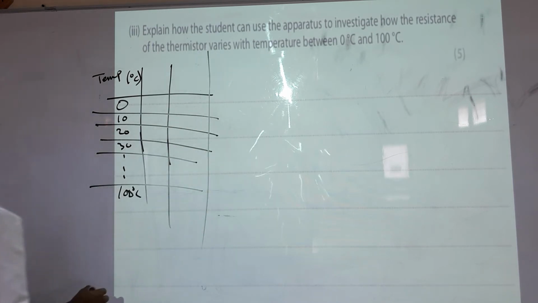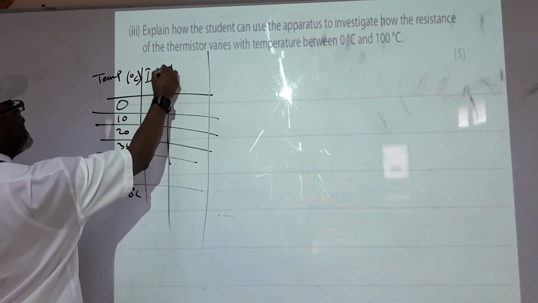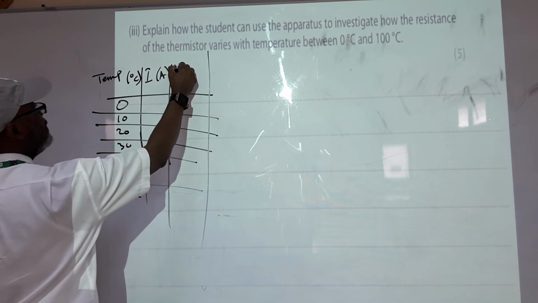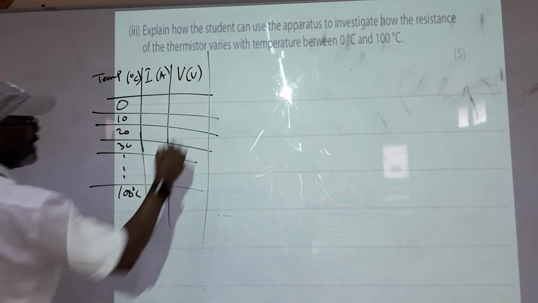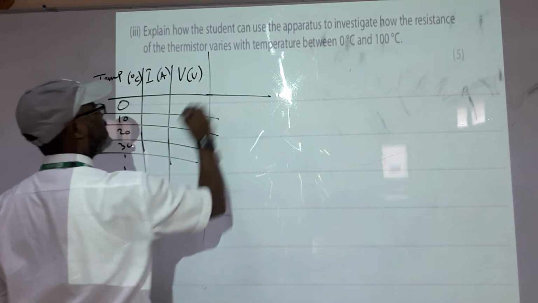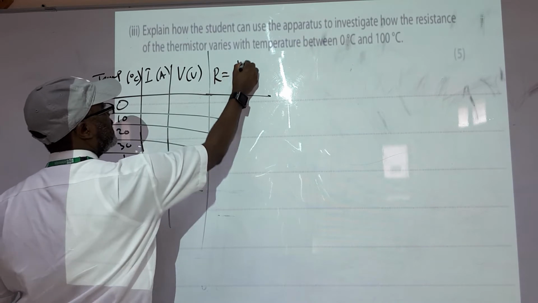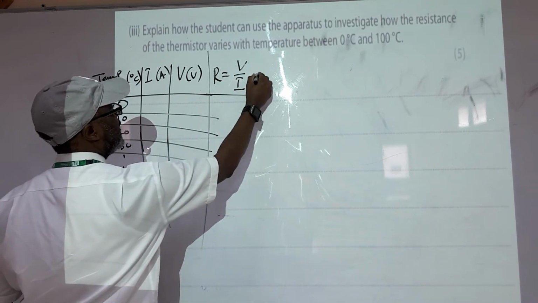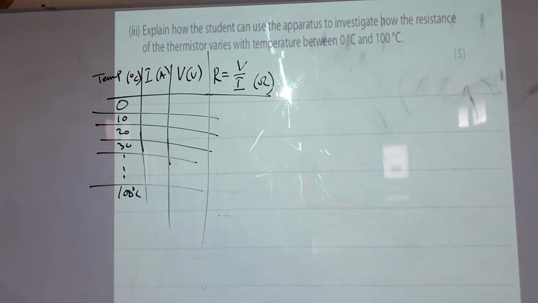Start with the table. So the next thing is you want to take note of the amount of current as the temperature changes, and you want to take note of the amount of voltage as the temperature changes. Then you bring back your idea of Ohm's law, which says that V over I will give you the resistance in ohms. Now, there could be two ways of doing this.